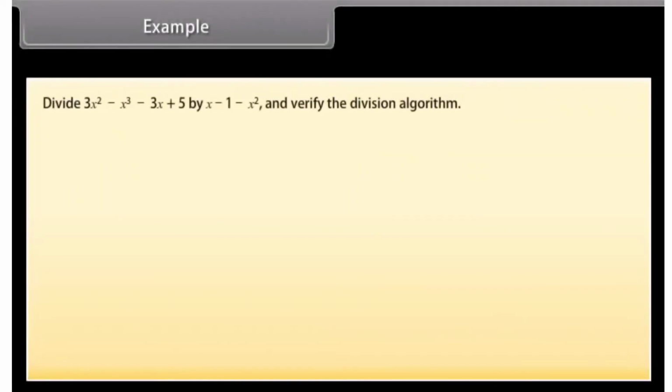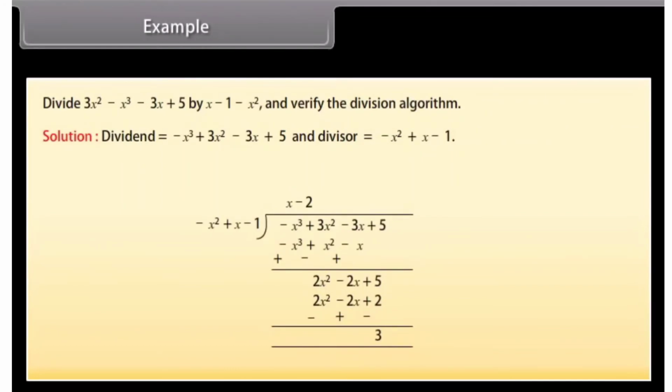Example. Divide 3x squared minus x cubed minus 3x plus 5 by x minus 1 minus x squared and verify the division algorithm. Solution. Firstly, we will write both the dividend and divisor in decreasing orders of their degrees. Dividend is equal to minus x cubed plus 3x squared minus 3x plus 5, and divisor is equal to minus x squared plus x minus 1. By dividing, we get quotient is equal to x minus 2 and remainder is equal to 3.